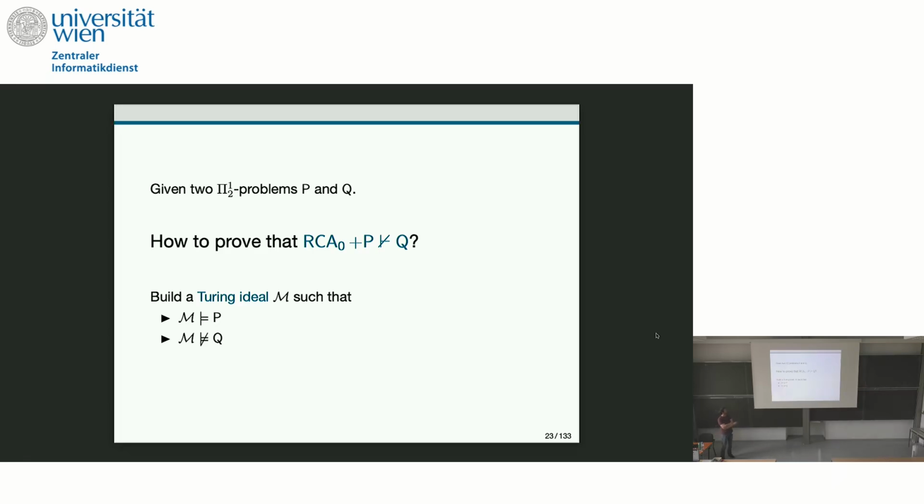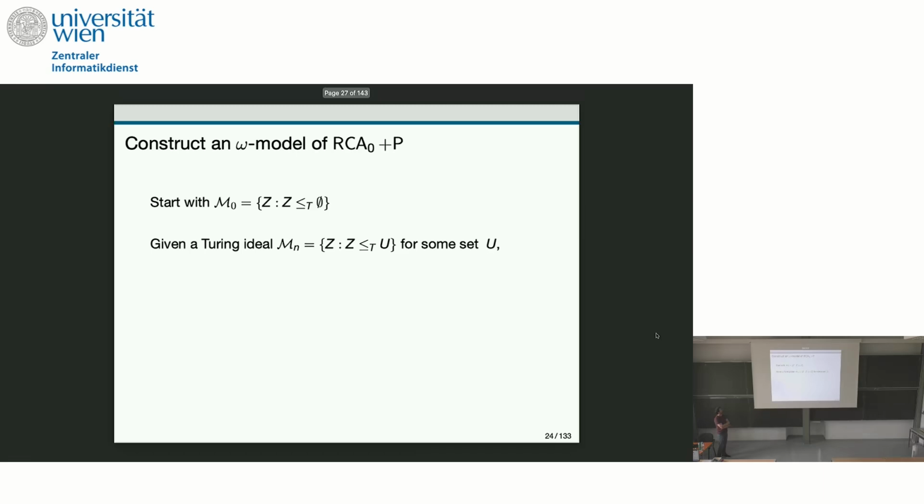By satisfying P, it means that every P instance in M has a solution in M as well. So to construct a model of RCA_0 plus P, we are going to build such a Turing ideal. We start with, let's say, the trivial Turing ideal of all computable sets. And at step n, we have a Turing ideal which is of this form: the set of all Z which are computable by some set U. So it's what we call a topped Turing ideal, or topped model.